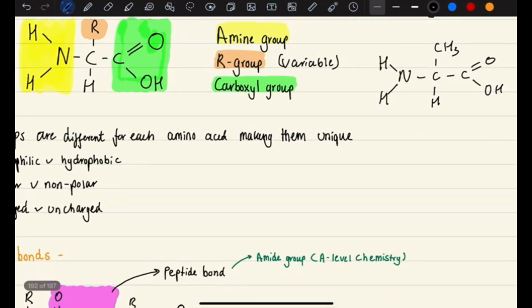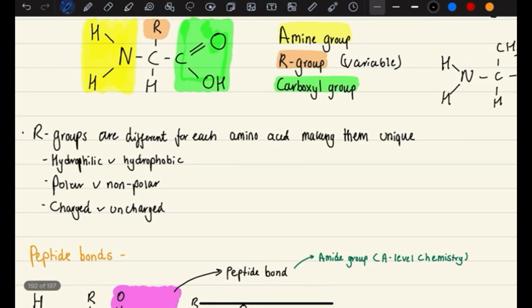Cool. Now, R groups can be different. They make the amino acids unique. So all of them have the amine, all of them have the carboxyl, but they have different R groups, right? So your R groups can be hydrophilic, they can be hydrophobic, polar or non-polar, charged or uncharged. It's just going to be depending on what they give you.